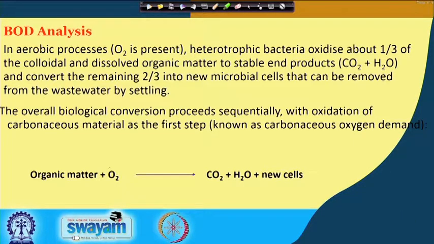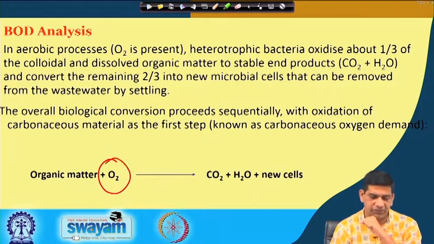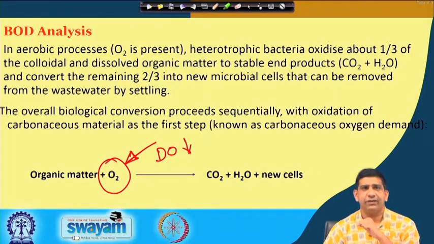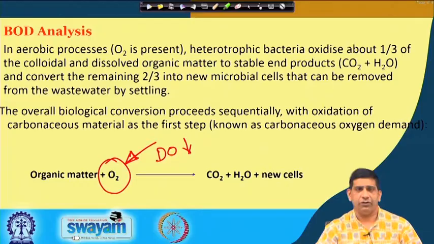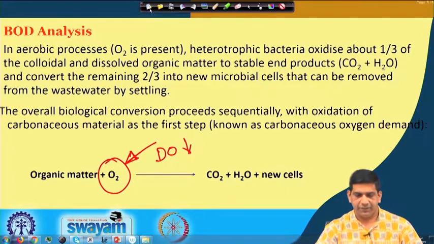So, we have this organic matter in the presence of oxygen. This is the amount of oxygen that is being consumed. Once the oxygen is consumed, my DO value will start going down. That is how we measure the initial DO and final DO, and it will produce CO2, water and other products. Okay.